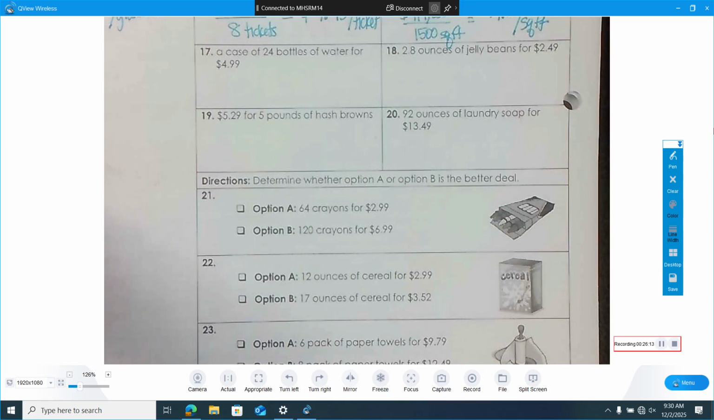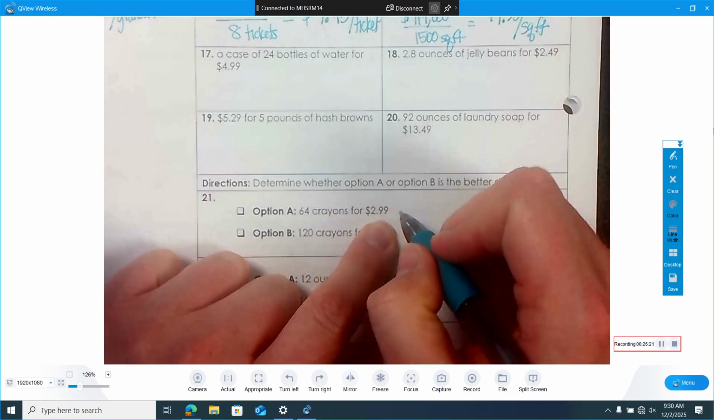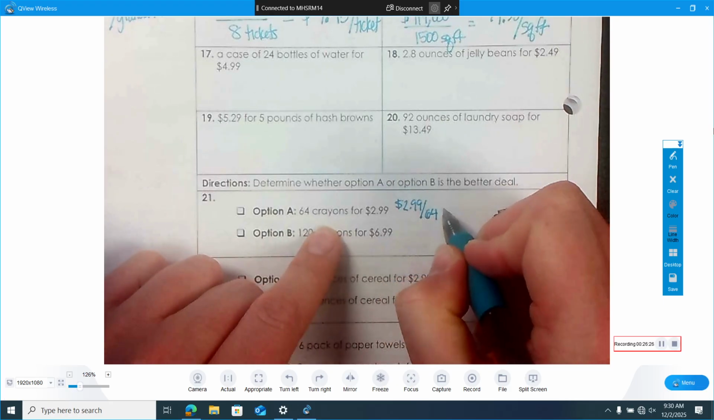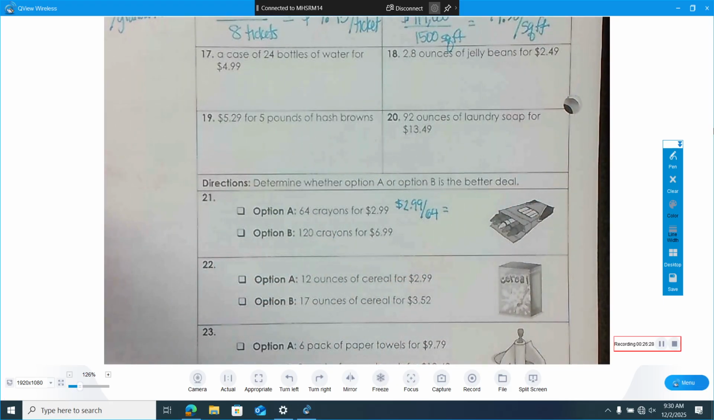How should you divide those things at number 21? What goes on top? The price. Again, if we're talking about the better deal, we're interested in the money. So we'd have $2.99 on top divided by 64 crayons, and that's going to give you your amount per crayon. So that would be 0.5 and that would be 0.06. Good. So it would be this one? Because that's less moolah.